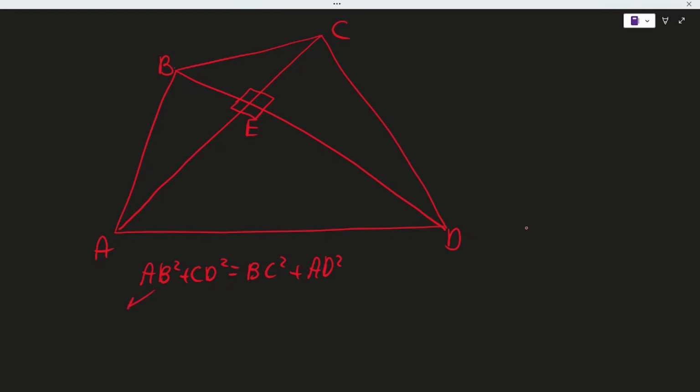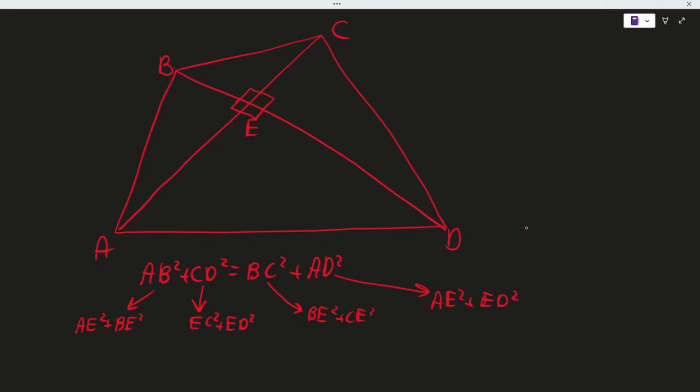So AB square can be written as AE square plus BE squared. CD square can be written as EC square plus ED squared. BC square can be written as BE square plus EC squared. And AD squared can be written as AE squared plus ED squared.